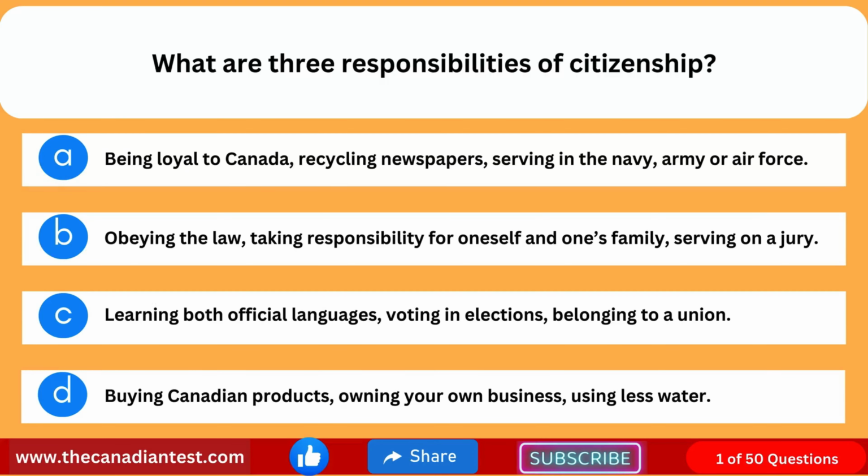What are 3 responsibilities of citizenship? Option A, being loyal to Canada, recycling newspapers, serving in the Navy, Army, or Air Force. Option B, obeying the law, taking responsibility for oneself and one's family, serving on a jury. Option C, learning both official languages, voting in elections, belonging to a union. Option D, buying Canadian products, owning your own business, using less water.